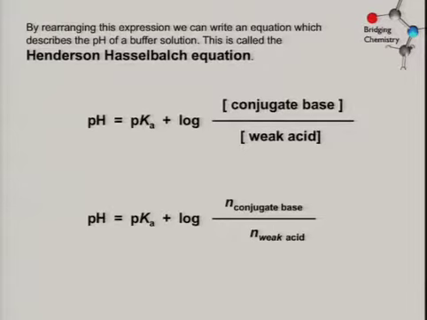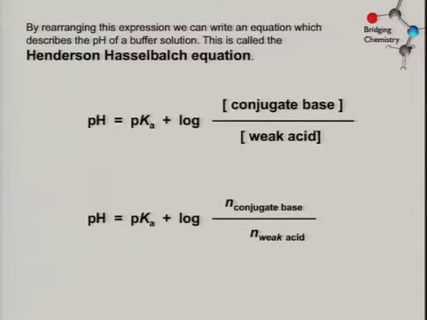And so it looks like this. The pH of the buffer solution equals the pKa of the weak acid that your buffer is made of, plus the log of the concentration of the conjugate base form of your buffer, whatever the buffer is made of, over the concentration of the weak acid form. Right? So the pH equals the pKa plus the log of the concentration of the conjugate base over the concentration of the weak acid.